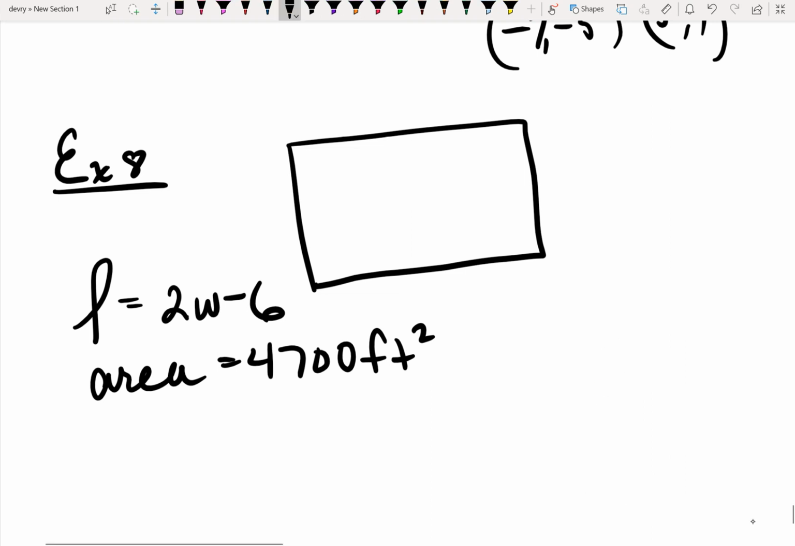So just remember that area is equal to length times width. In our case, our length is equal to twice the width minus 6.